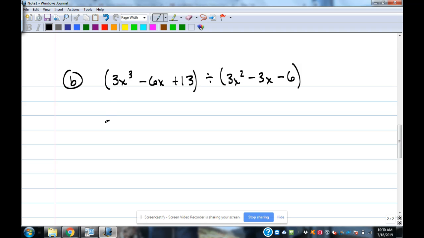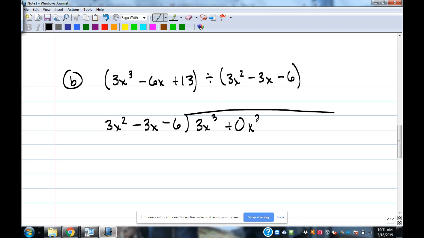So setting that up, we got 3x squared minus 3x minus 6. There was a representative from every power: x squared, plain x, plain number. It's in descending order, so that I know I'm setting up right. On the inside, is that in descending order? Yeah. There's no x squared, so what do I have to put in its place? 0x squared. So I put a plus 0x squared minus 6x plus 13.